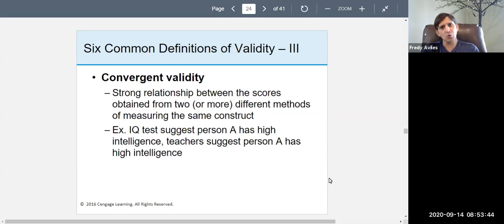But if it's just you who thinks that person is difficult and other people think the person is wonderful, then guess what? Maybe you're the one who's difficult and not that person. So you look at multiple sources of evidence, and if they agree, there's probably something going on. There's probably some truth to that. That's convergent validity.